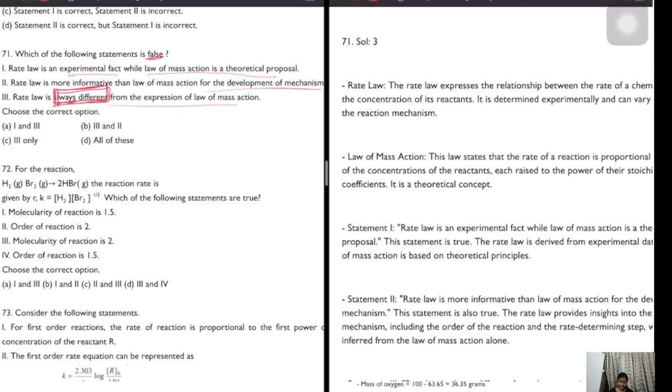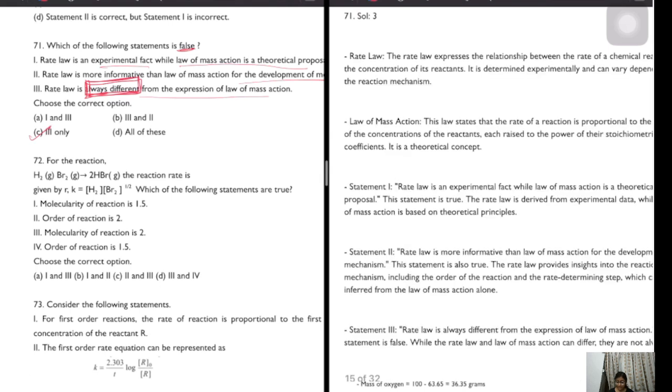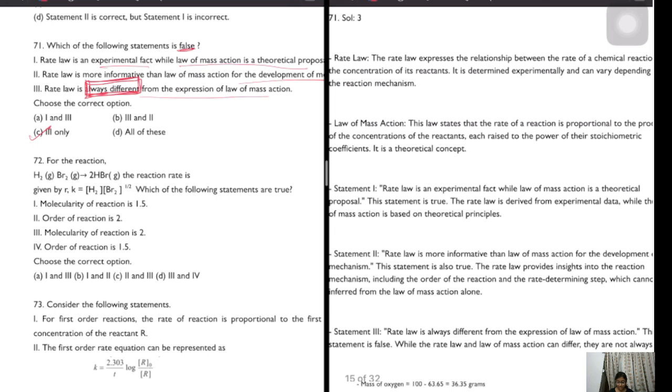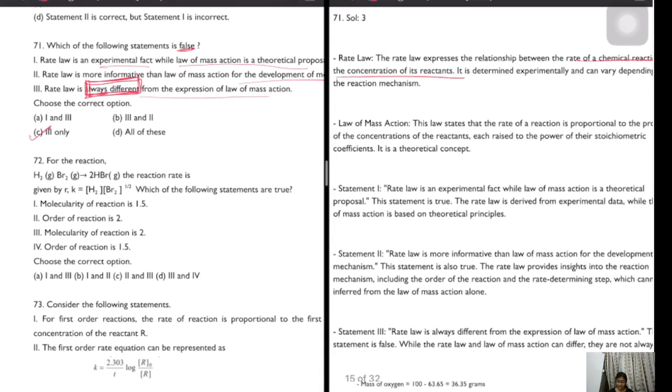So the answer would be C. Let's see how. What does rate law say? It says that the relationship between the rate of a chemical reaction and the concentration of its reactants. It is determined experimentally and can be dependent upon the reaction mechanism.